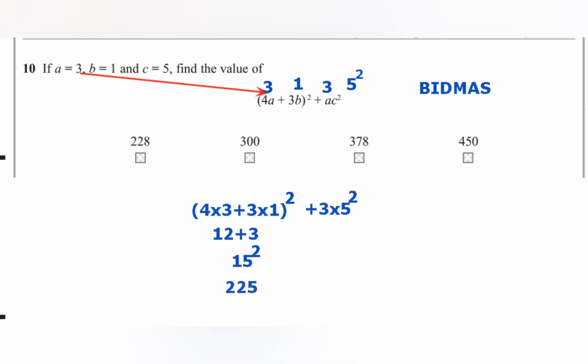Now I can move on to the next step. So I finished B. Now I look at the indices. Even the indices must be finished. This is an index, we did it. This is another index, let's finish it. So here we have plus 3 times 5 squared. So I'm going to write it like this. Plus 3 times 5 squared is 25. So 3 times 25 is 75. Good. So this one is plus 75. Okay. So I finished the index or the indices.